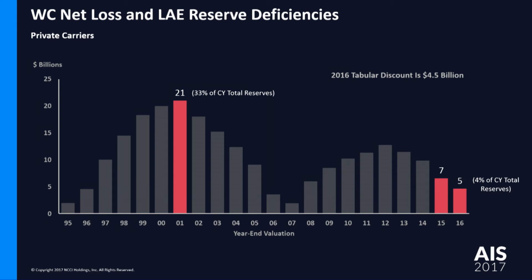As I mentioned earlier, the deficiency is cyclical. As the underwriting results deteriorate during the building of a soft market like we had back in the late 90s, carriers accumulate reserve deficiencies to improve their calendar year results. And then the opposite occurs during a hard market, and that allows carriers to eliminate those deficiencies.